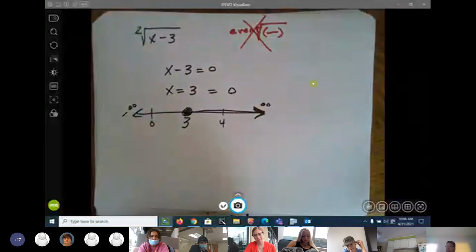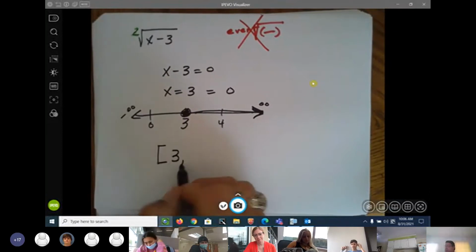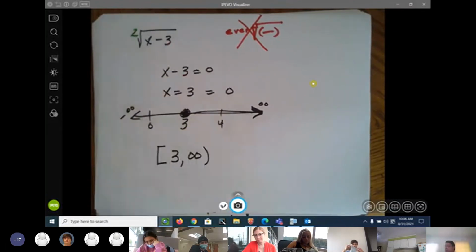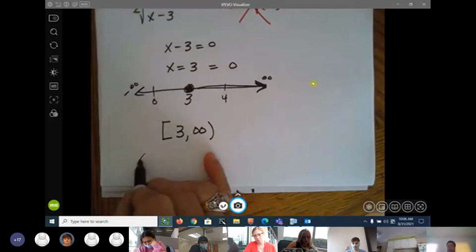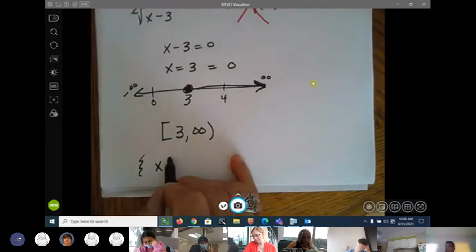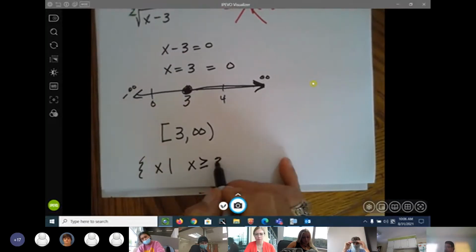That's right, class. So if I wanted to write this in interval notation, 3, comma, infinity. And you could write it in set builder notation: x such that x is greater than or equal to 3.